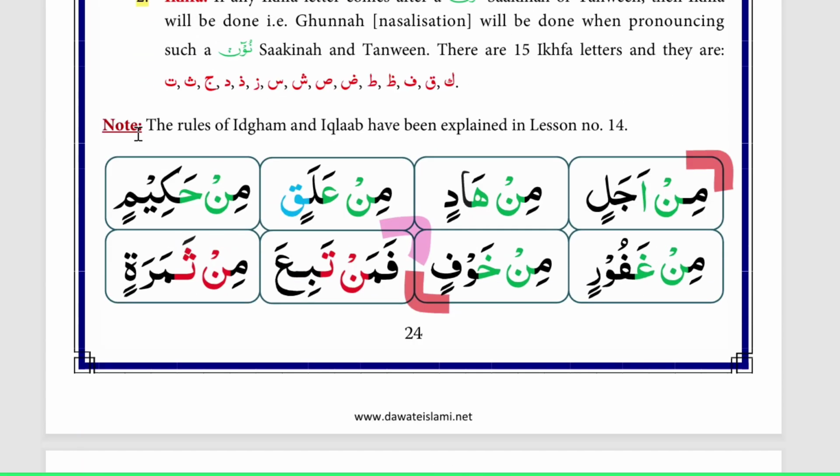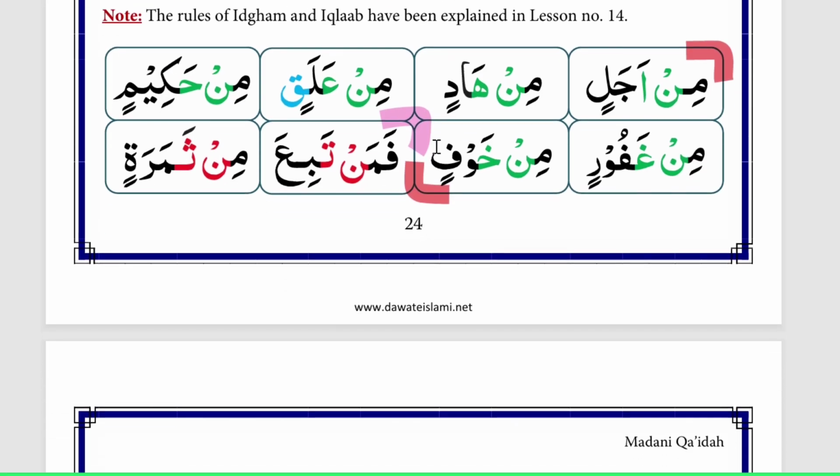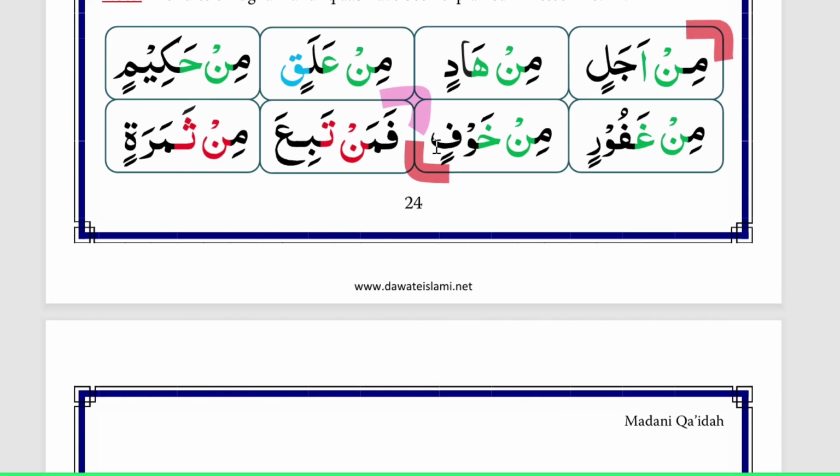We should move towards the next point. The rules of idgham and iqlab have been explained in lesson number 14. Inshallah Kareem, in lesson number 14 we will learn about the third case, which is idgham, and the fourth case, which is iqlab. Okay, listen to me carefully and practice again and again, because practice makes a man perfect. These 6 examples are examples of izhar.